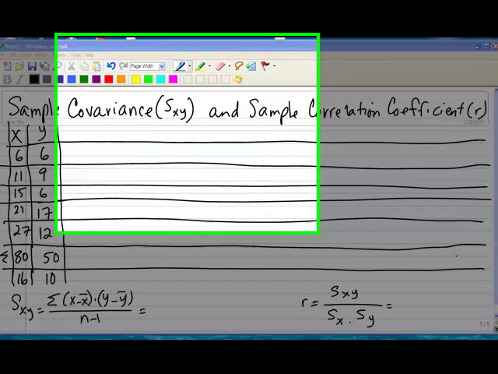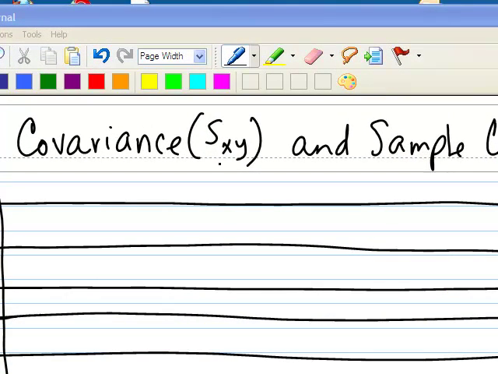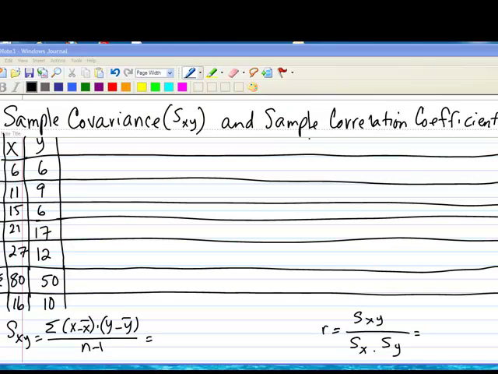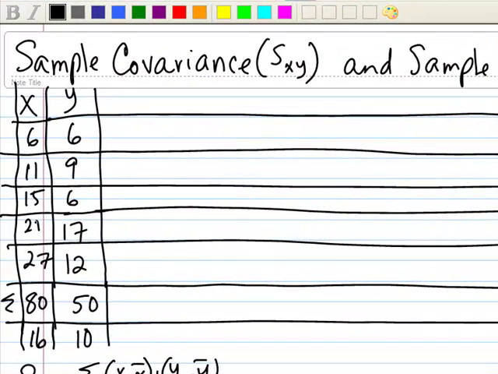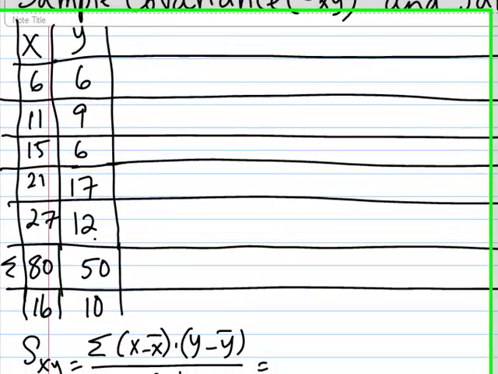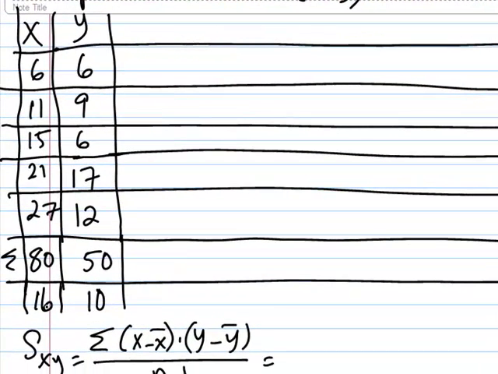We compute the sample covariance S sub xy and the sample correlation coefficient R. The data x takes on these values, and y takes on these values. We have 5 observations, 5 rows, where x is 6, y is 6; where x is 11, y is 9, etc. The summation of the x column is 80, therefore the average is 80 divided by 5, which is 16. So this is x bar.